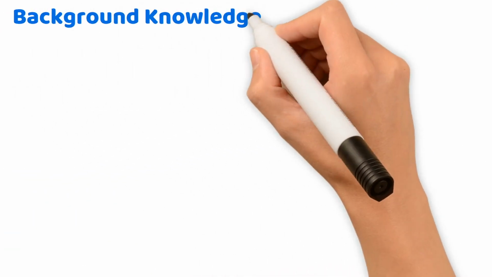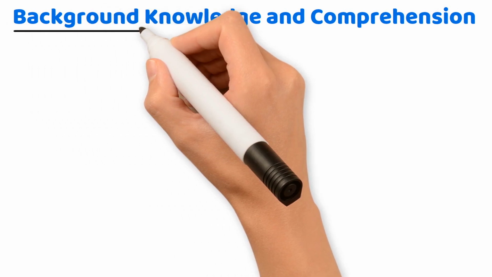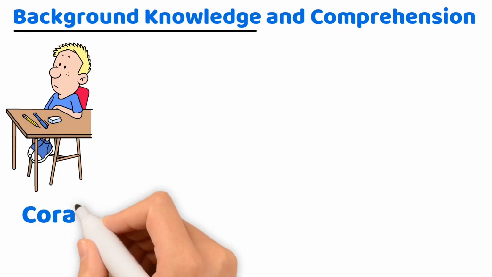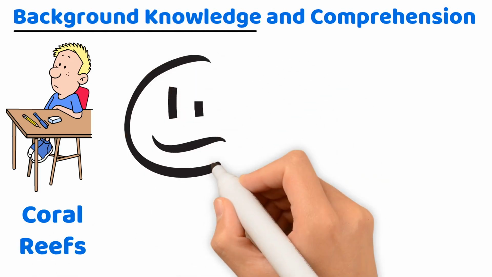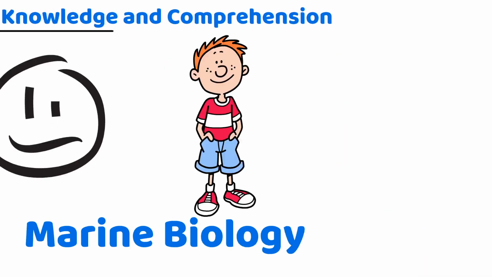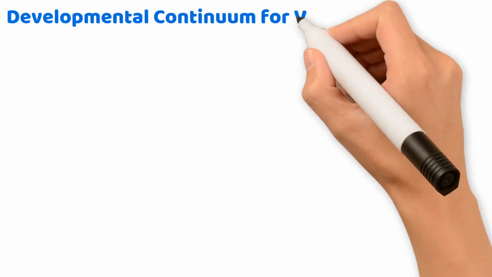Background knowledge and comprehension. Background knowledge plays a pivotal role in comprehension. For example, a child who has never seen coral reefs may struggle to understand a text about marine biology compared to a peer with direct experience. Developmental continuum for vocabulary growth.